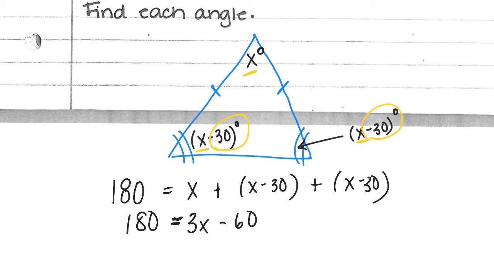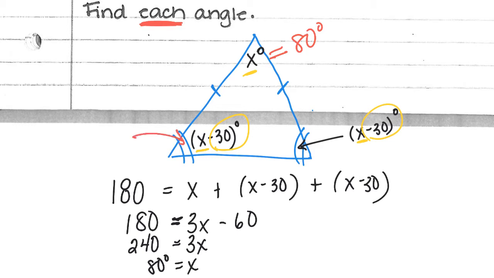So what would be my first step? What do y'all think? Add 60. So what is x equal to? 80 degrees. So now the question says to find what? Each angle. If this angle is 80 degrees, what is this angle right here? 50 degrees. What is this angle right here?